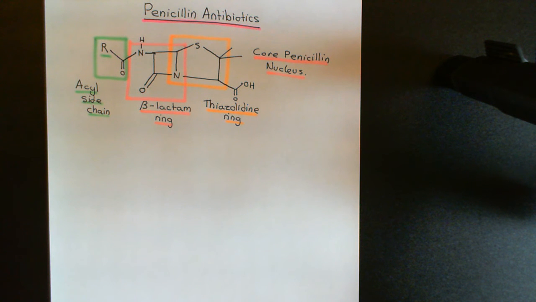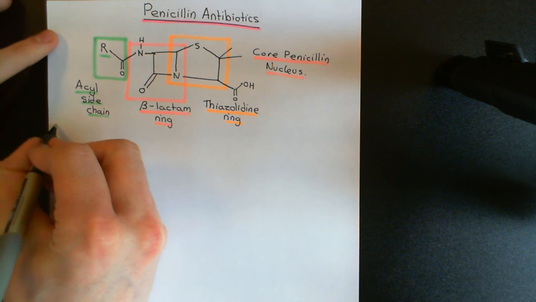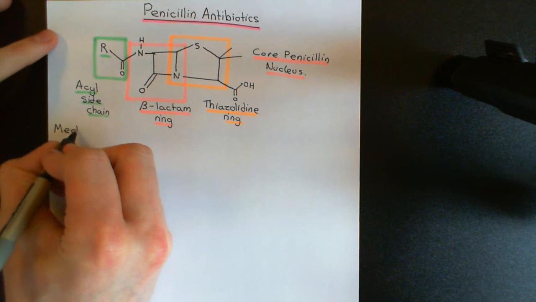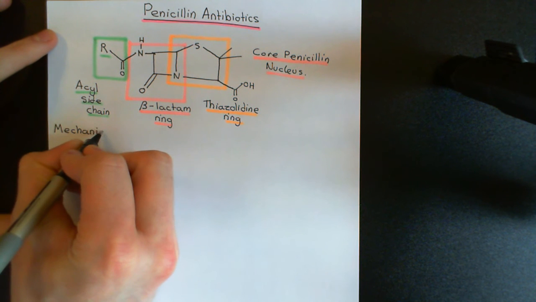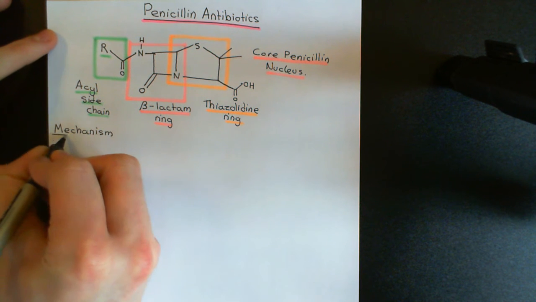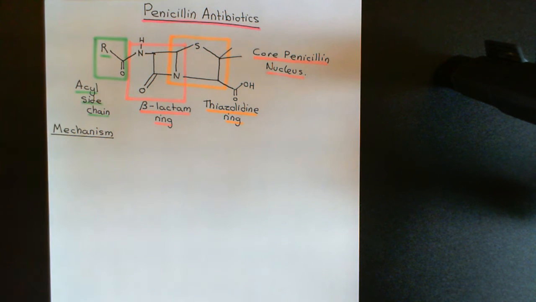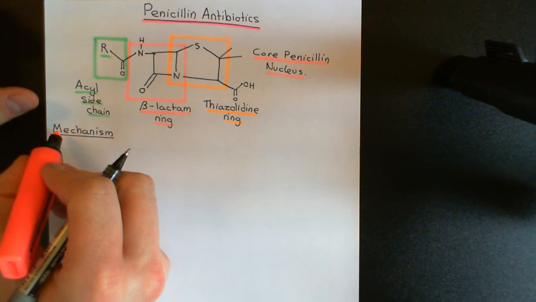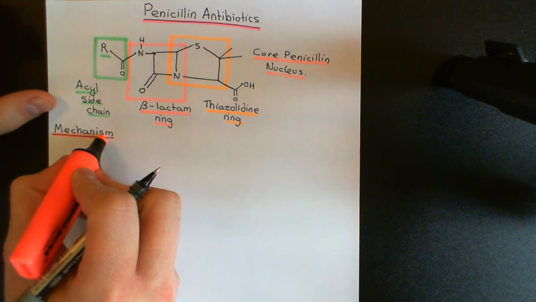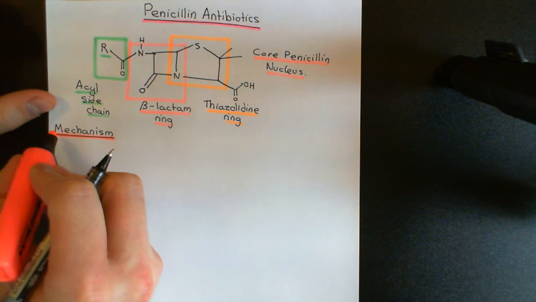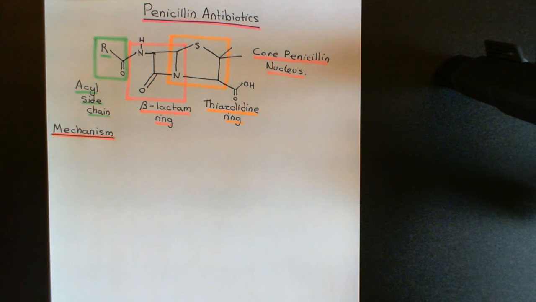Okay, right. So what I want to turn my attention to now is discussing the mechanism by which all penicillin antibiotics work. We've discussed the core structure of penicillin antibiotic. Let's now actually discuss the mechanism. Now, in order to discuss the mechanism of penicillin antibiotics, we need to know a little bit more about the structure of bacteria. Specifically, I want you to know about the fact that bacteria have cell walls.